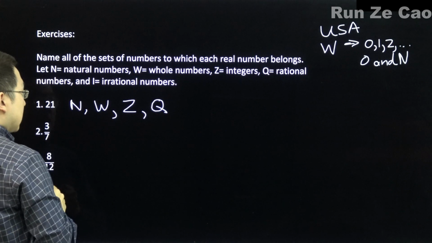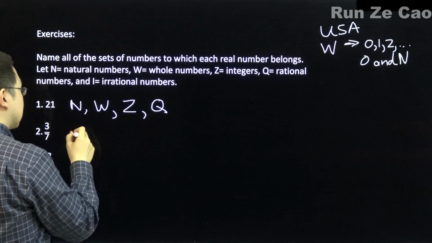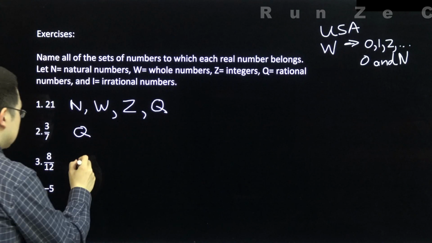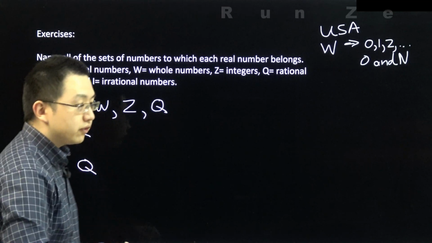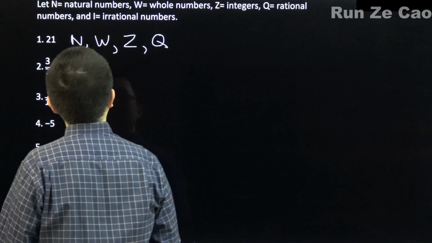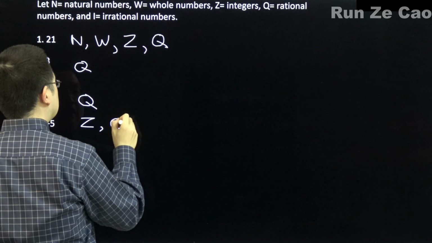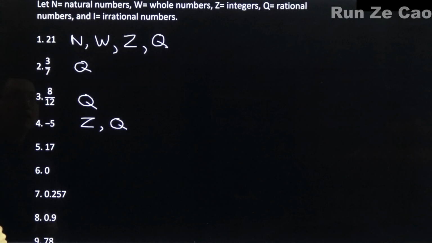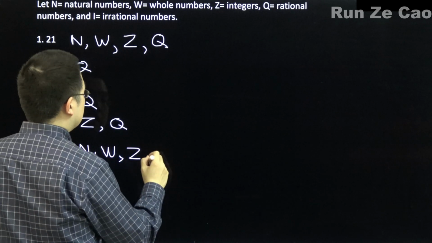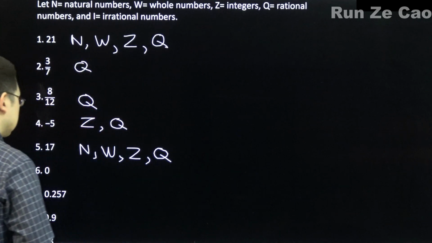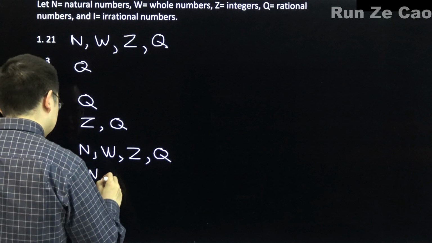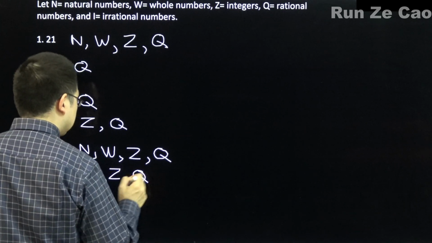So it's not an integer. Is it rational? Is it representable as a fraction? Yeah, it kind of is represented as a fraction right here. Same for 8 over 12. And negative 5 is an integer, and it is rational. 17 is a natural number, a whole number, integer, and rational. 0 is a whole number. It's not considered a natural number in the United States. It's an integer, and it is rational.